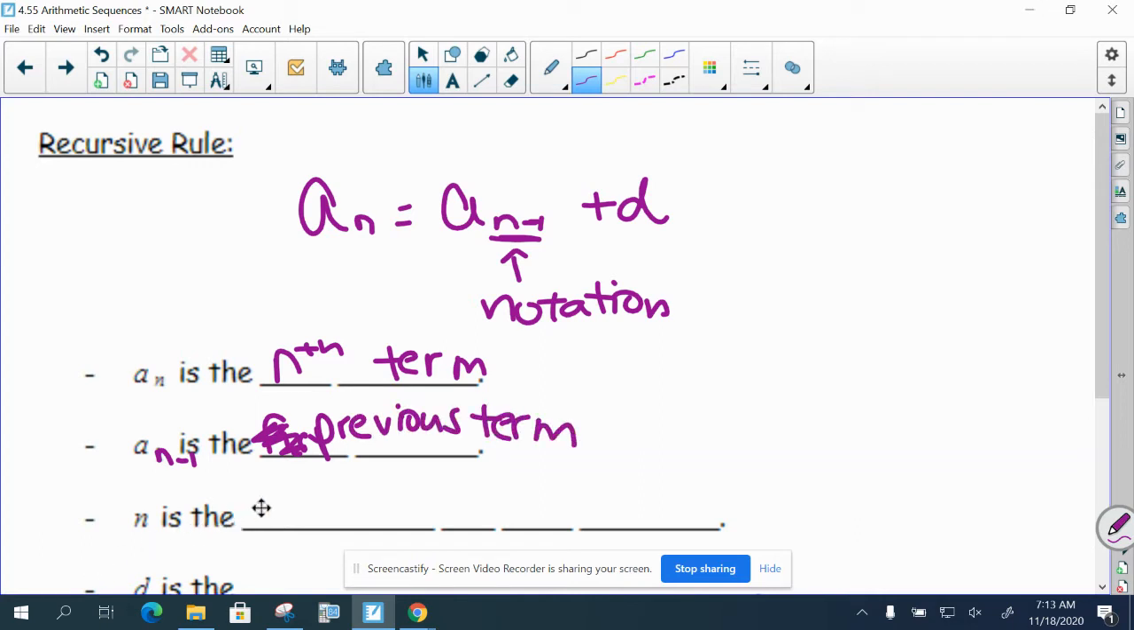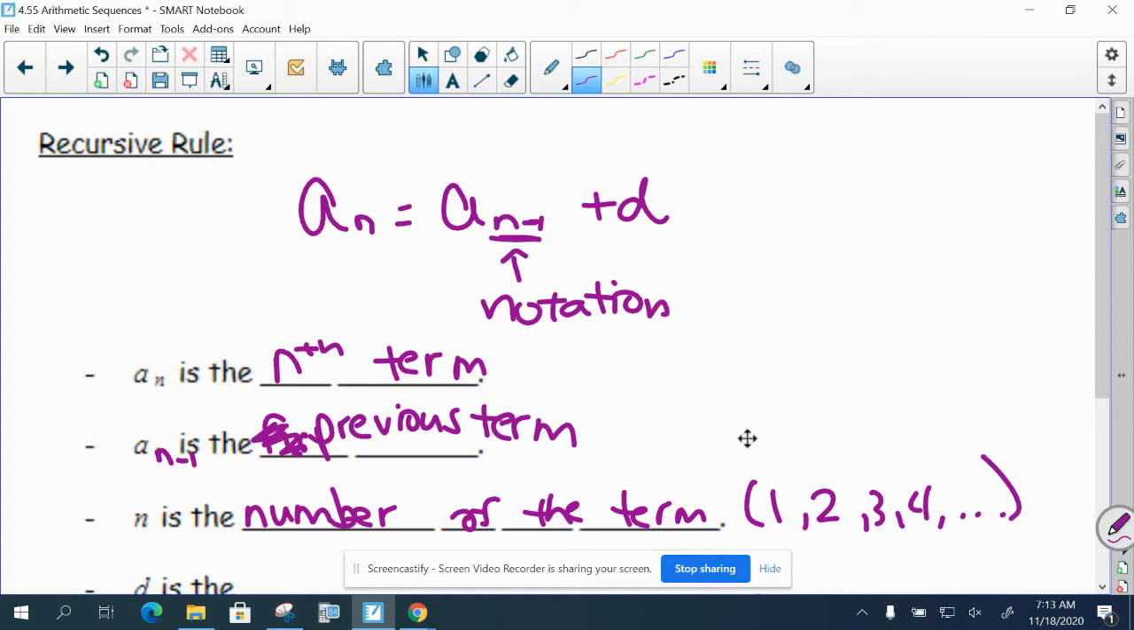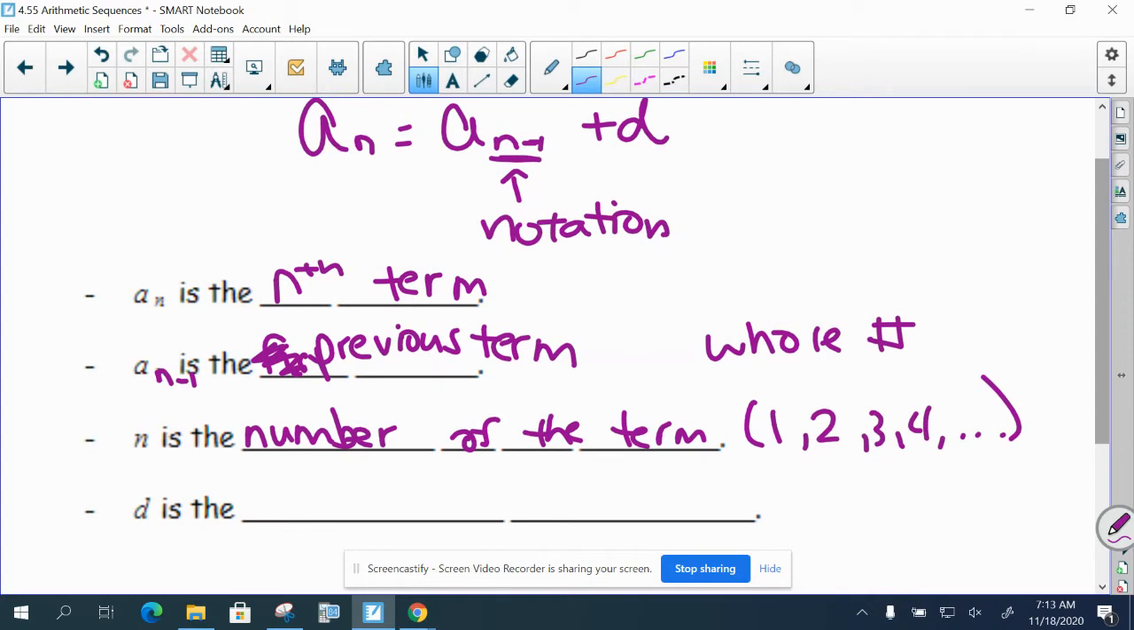n is the number of the term, so this could be the first, second, third, fourth, and so on. And remember that n can only be a whole number, so it can only be positive and it can't be a fraction or decimal. And then d is the common difference, just like in the last rule.